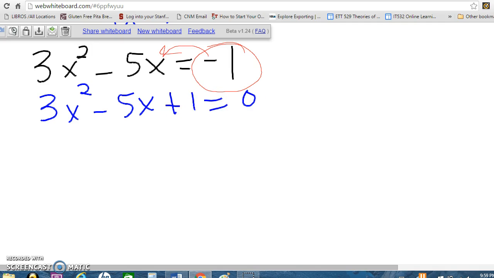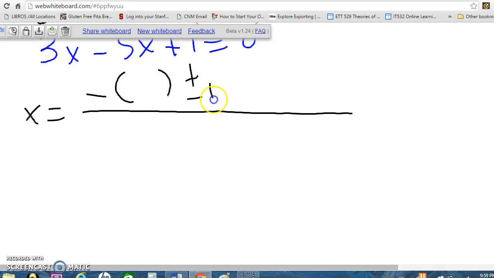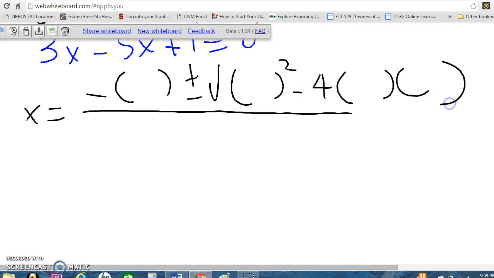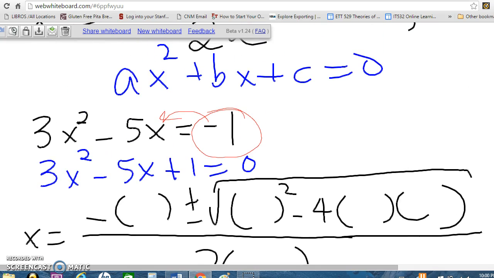And so after this, we just set up the quadratic formula, and it's going to be x equals negative b plus or minus the square root of b squared minus 4ac, all over 2a. So let's identify, before I keep going, what is A, what is B, what is C. A is going to be 3, which is the one that is with the square. B is going to be -5, and C is going to be 1.